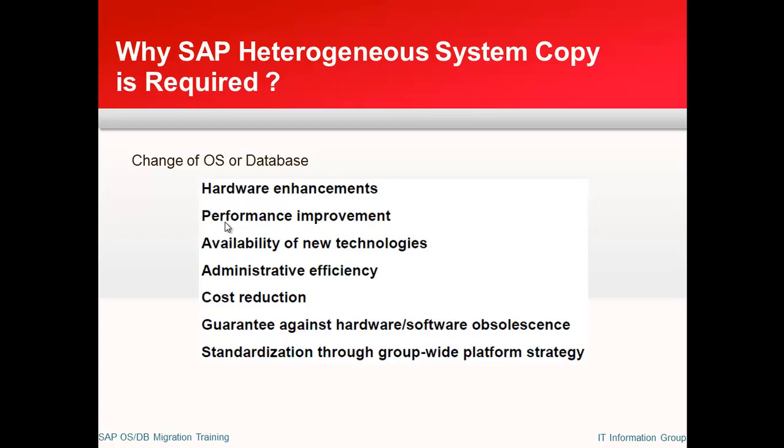So basically there could be scenarios where hardware enhancements have come, and performance improvement will be there in the new hardware. There are new technologies available, administrative efficiency will increase if we go for the newer versions, and cost reduction can happen if we upgrade or migrate to a newer platform. Okay, so these are some of the reasons why we need to perform this particular activity.